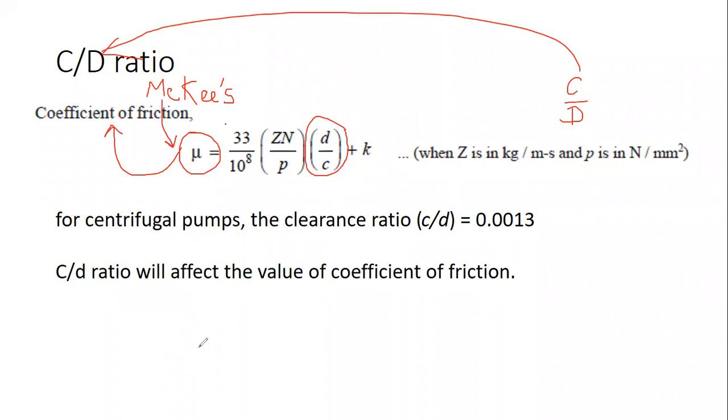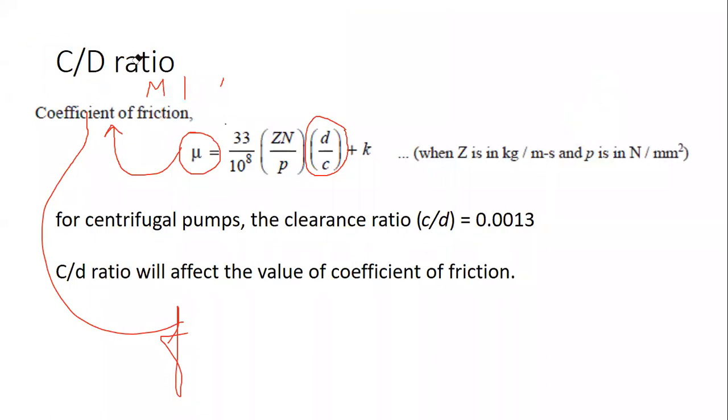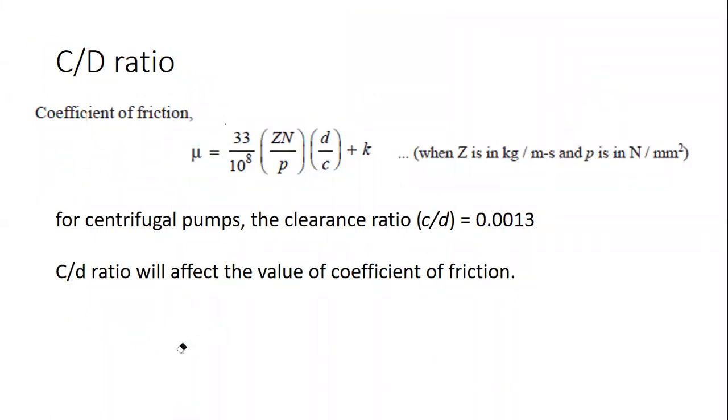But if it was Raymond D. Boyd method, the coefficient of friction would have been written F. You can see my videos, you'll come to know. So coefficient of friction will be affected by increasing or reducing the C by D ratio, which is your diametral clearance ratio, because in Mackey's equation, diametral clearance ratio is used.